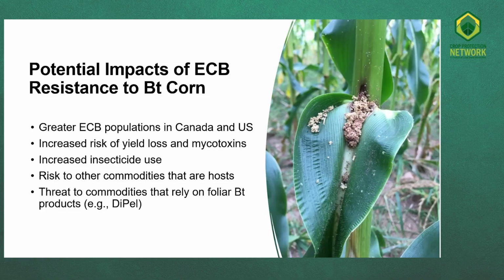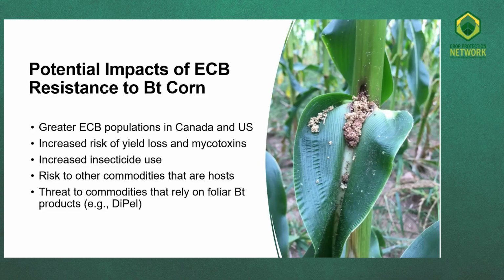There are other host crops for European corn borer as well that could also see an increased risk. Corn borers actually will infest over 200 different plants as their hosts. So there are a lot of fruit and vegetables that could be susceptible to corn borer if the populations come back. And then this also could threaten the use of foliar BT products, because some of the foliar BT products contain the same Cry proteins that we have in those transgenic options.